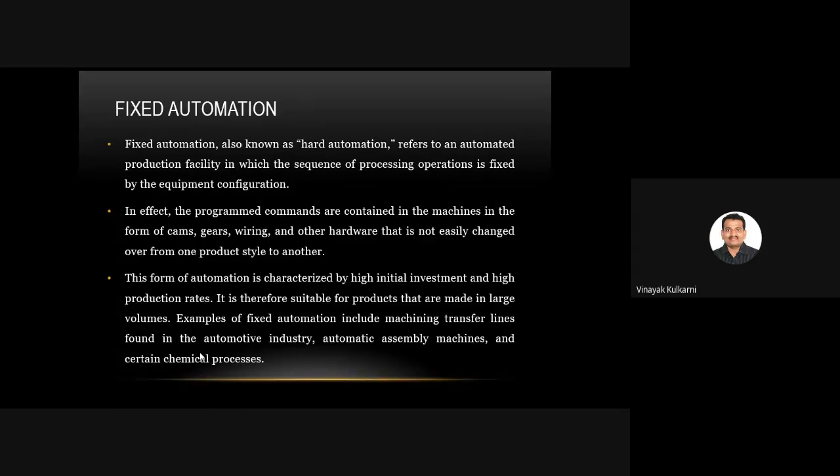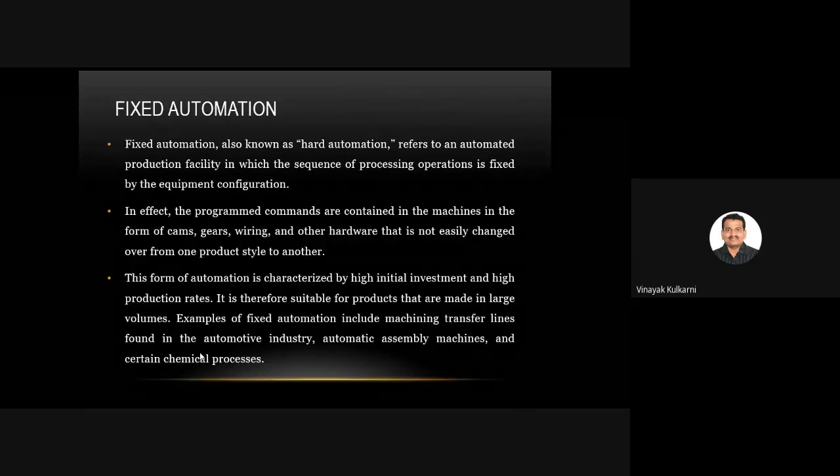Now Parle is producing many. It has some other types of biscuits also, but Parle-G is one. So the production line for Parle-G is completely different, and it will be fixed throughout. This form of automation is characterized by a high initial investment, because I have to produce a die so that my biscuit can be made, and high production rates. Parle-G is going to be produced in large numbers only. There is no stopping for it. It is therefore suitable for products that are made in large volumes.